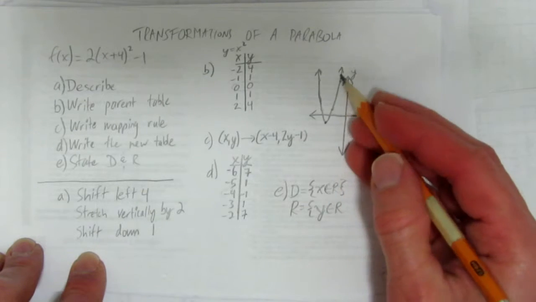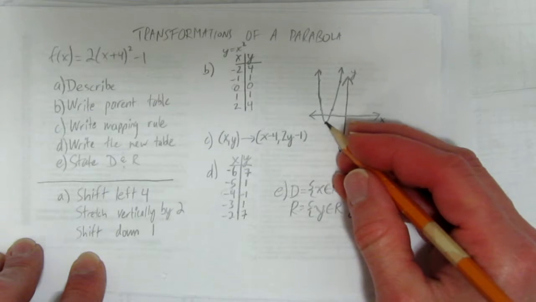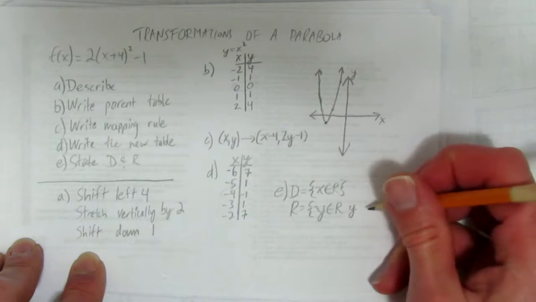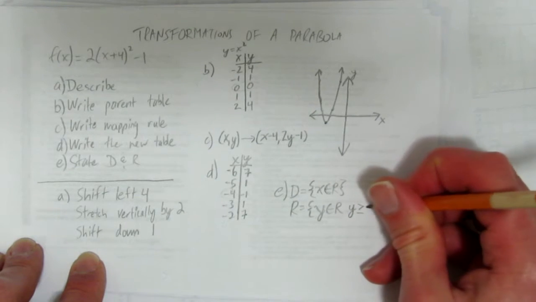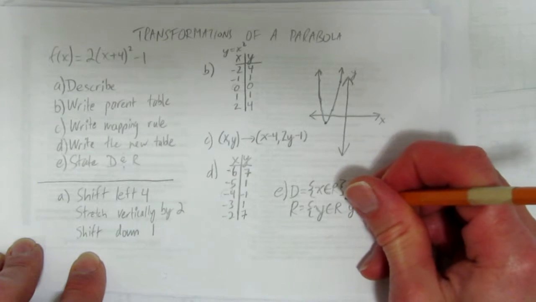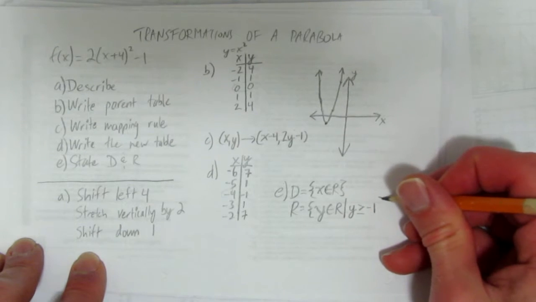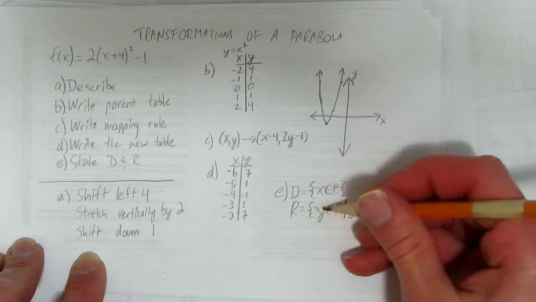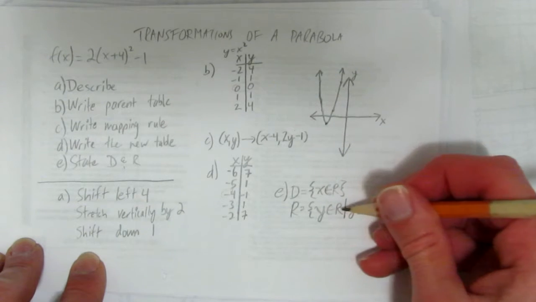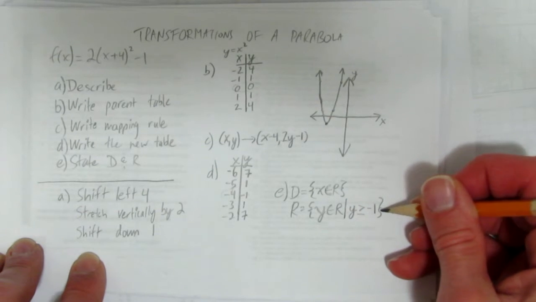So Y can be any real number as long as you're greater than this bottom Y value. What's this Y value here? How low does Y go? It goes as low as this negative 1. So you've got to be greater than or equal to negative 1. And our symbol in between that is a vertical bar, and we pronounce that such that. I'll close this brace and read it to you. The range is the set of Y is an element of real numbers such that Y is greater than or equal to negative 1.